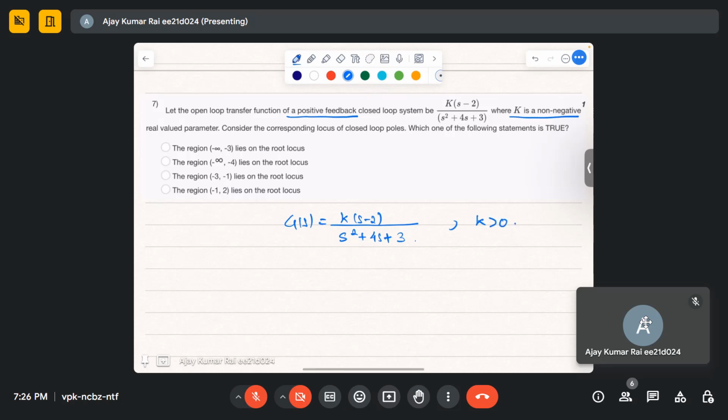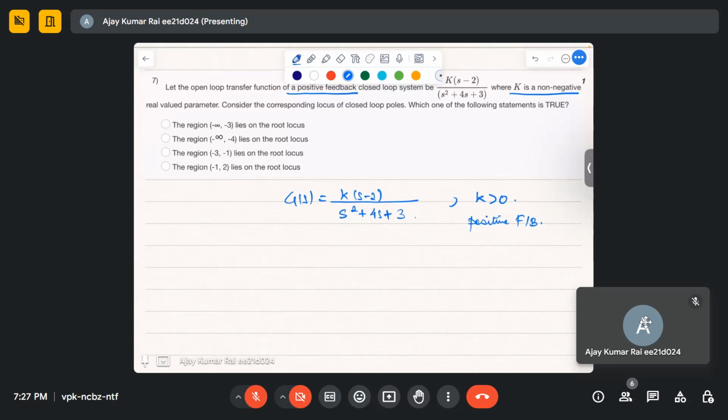And this is positive feedback. This information is also very much important. Okay, positive feedback. So let's see the zeros first. Okay, so we have m equal to 1. Okay, so the zero is at 2.